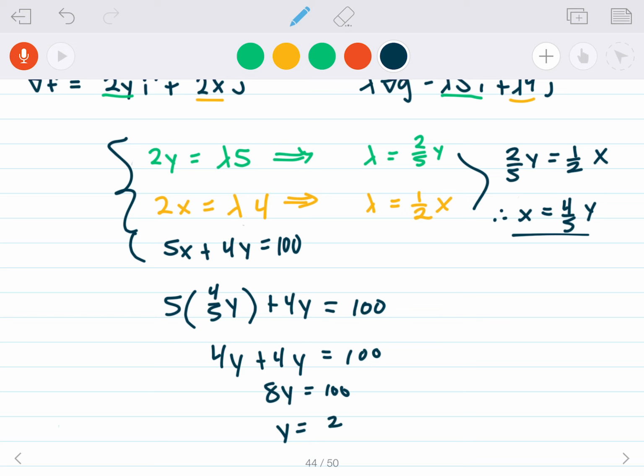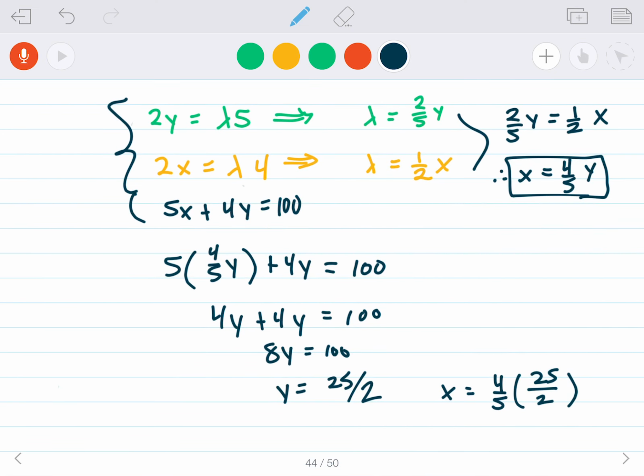So y is 25 halves. Okay. Now what's x going to be? Well, x is 4/5 y. So x is going to be 4/5 times 25 halves, which is, let's see, 5, 10. Okay, so we got a critical point. The critical point, there's only one. We have x is 10, y is 25 halves, and let's figure out what z is.